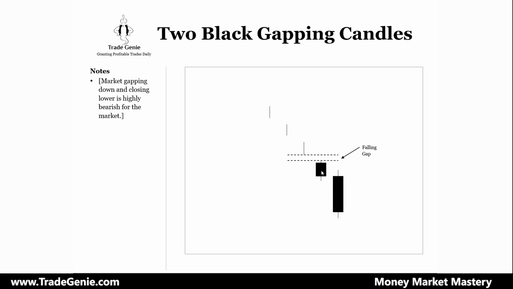So when the gap down occurred, and then another big sell off, this is a powerful sell off, and the reason is, look at this.